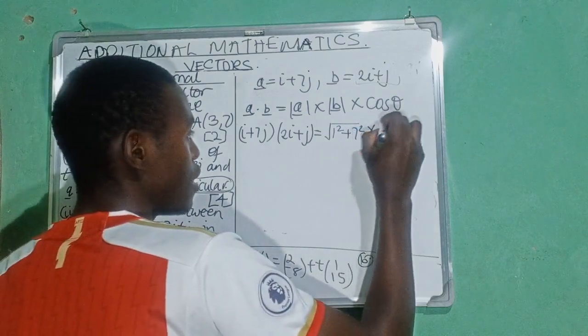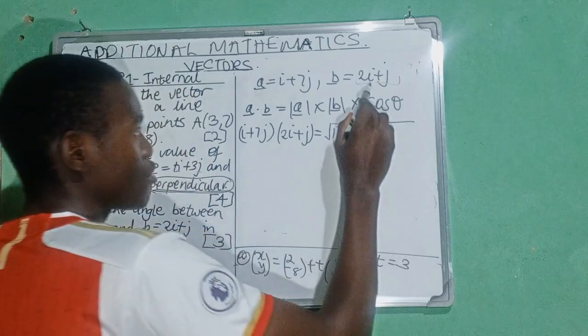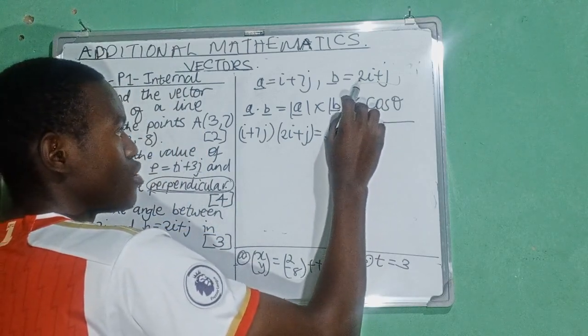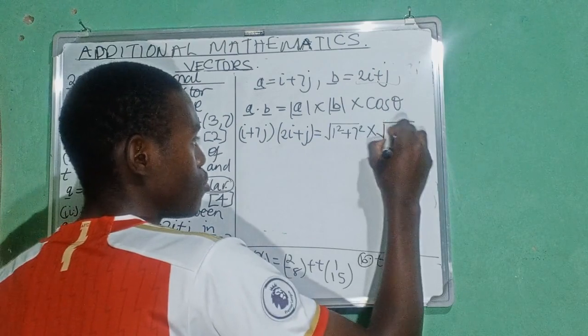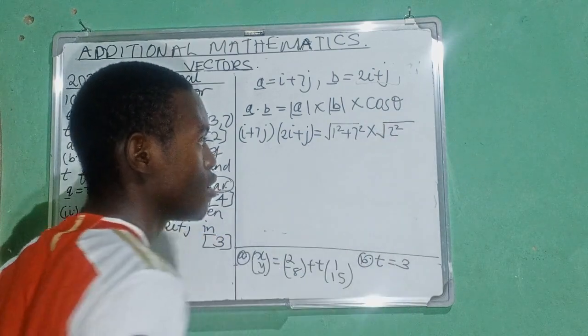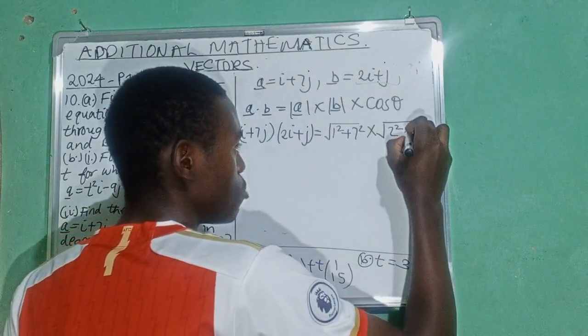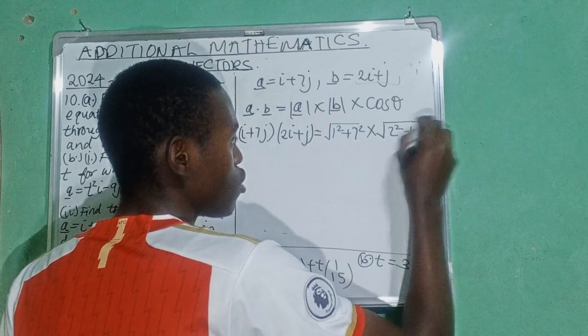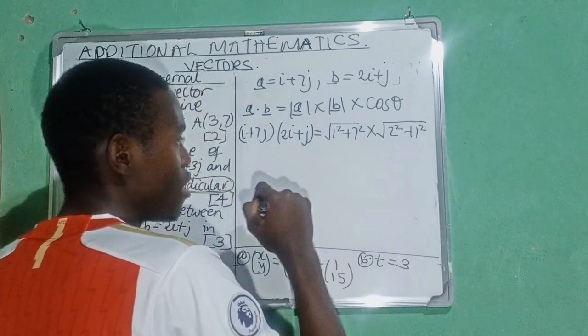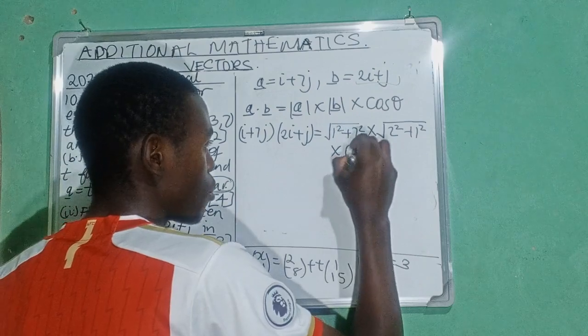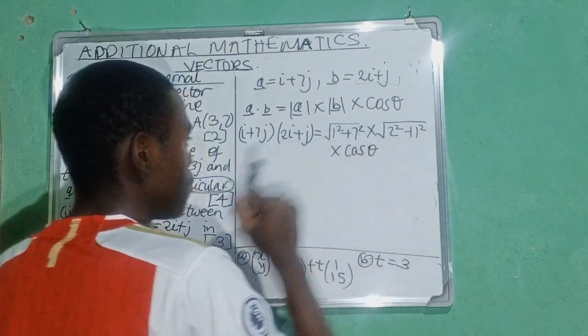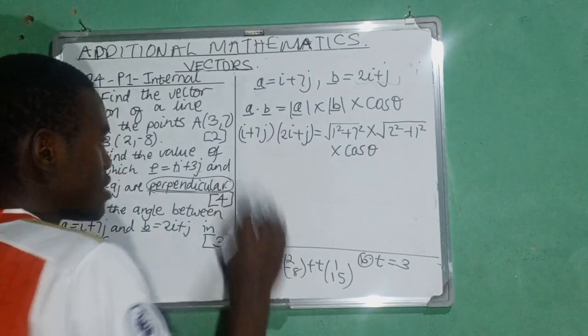Then you multiply by the square root of the components of B. The x component here is 2i, so we get 2 squared. And then the y component is just 1j, which is going to be plus 1 squared. So you need to add those two components. And then what are we doing? Multiplying by cosine theta. Let us simplify here.